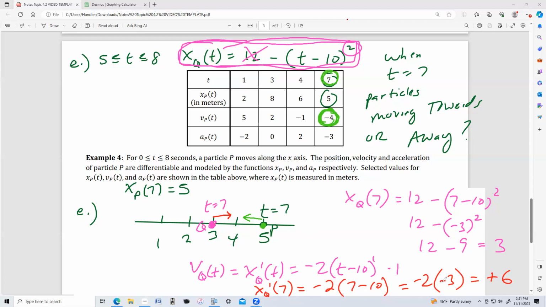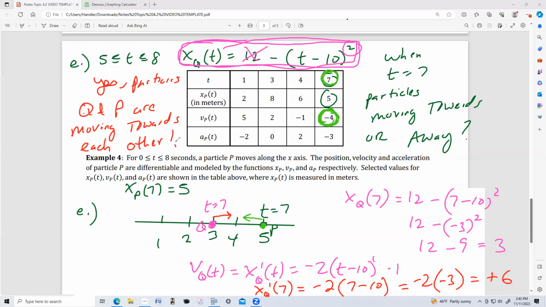Okay, all of this is your reasoning, all of the work. So finally, to answer the question, I would say yes, particles Q and P are moving towards each other. Okay, and all the reason why is documented in the work below.